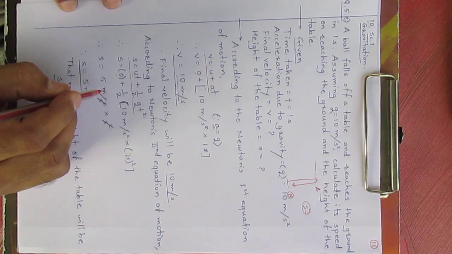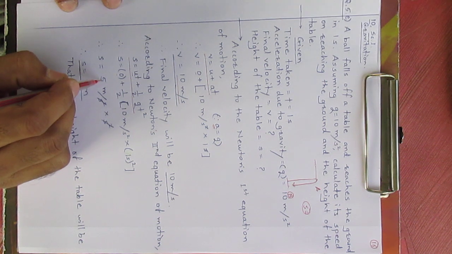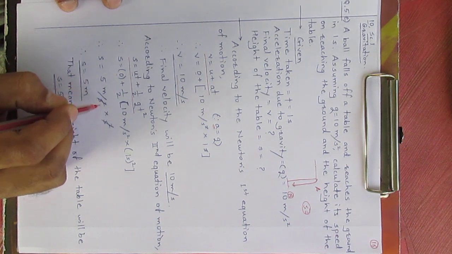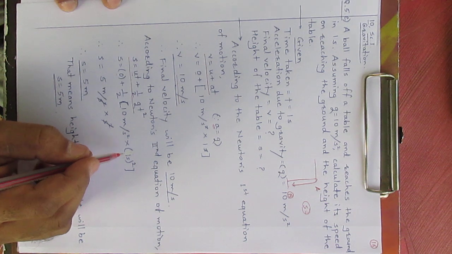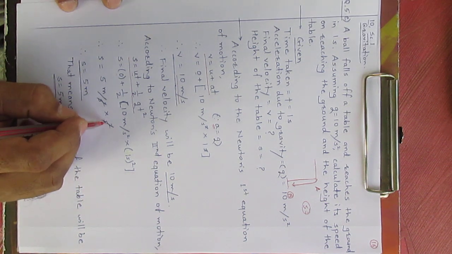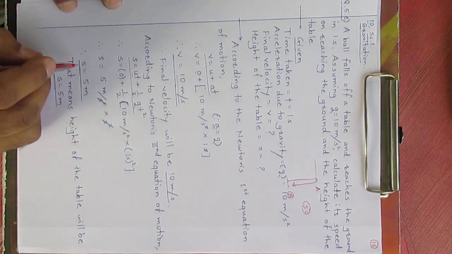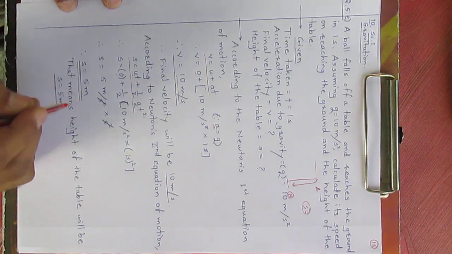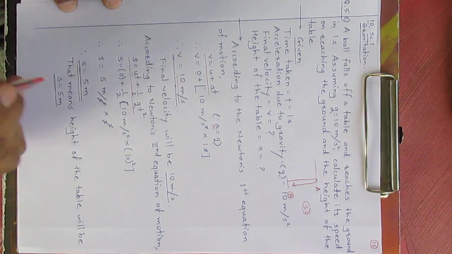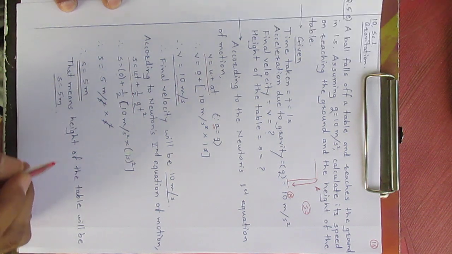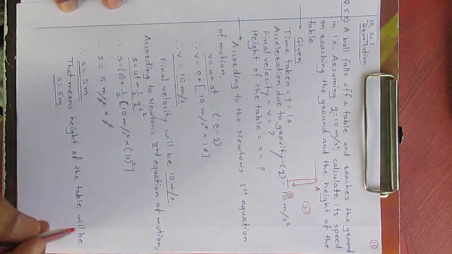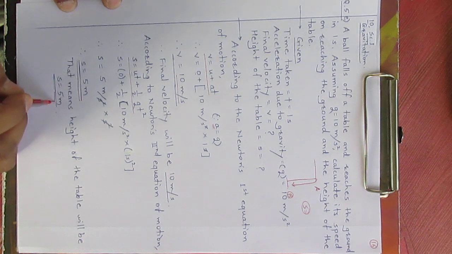this 10 divided by 2 means 5 meter per second square into second square. This second square in the numerator and second square in the denominator will cancel each other, and therefore we will get the value s is equal to 5 meters. This means the height of the table from which the object is falling is 5 meters.